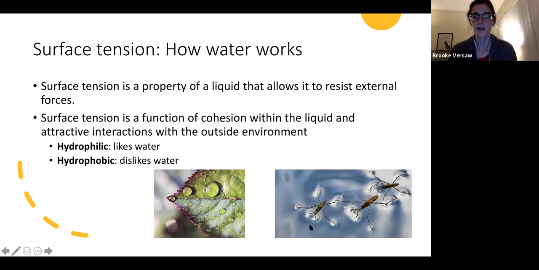And another example is bugs that kind of skate across the surface of water. You might expect that bug would be too heavy and would just sink to the bottom, but it doesn't. It actually stays on the surface and can kind of move around. And that's as a result of the surface tension on the water relative to the bug's feet. So now that we've got a little bit of an idea of how surface tension works, I thought that we could try it out ourselves.